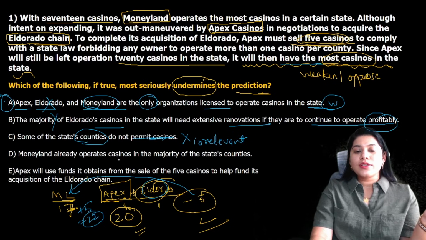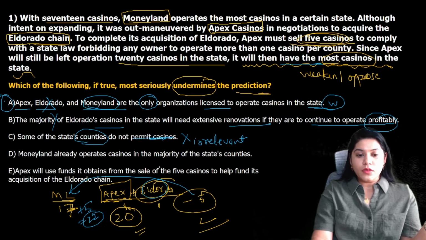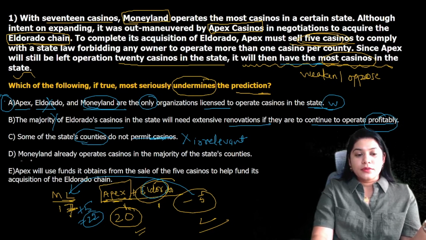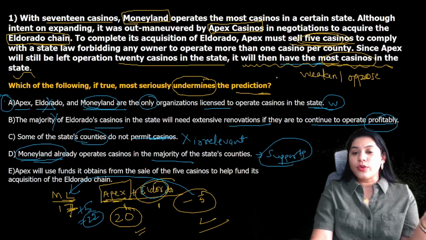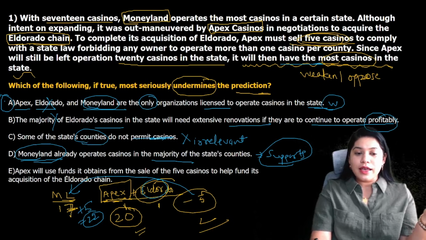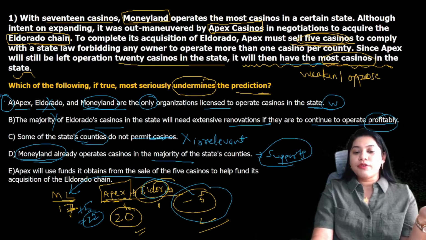Option D: Moneyland already operates casinos in the majority of the state's counties. If Moneyland already operates there, then it won't be able to buy. So in that case, we are supporting that yes, only Apex will have the most casinos. So you're not weakening the point. If Moneyland already has the most casinos, then nobody will be able to buy these 5. So we can't prove anything. So D is not helping us to find what we are looking for.